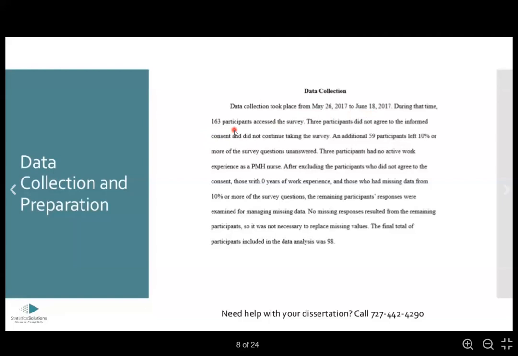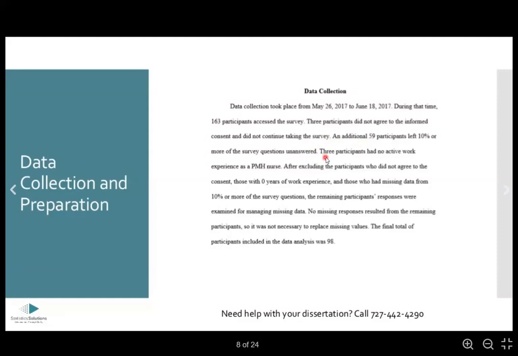Then they began to go through some of the exclusion criteria. So there were 3 participants who did not agree to the informed consent, so they were excluded. There were another 59 participants who left more than 10% of the survey questions unanswered, so they were also excluded.